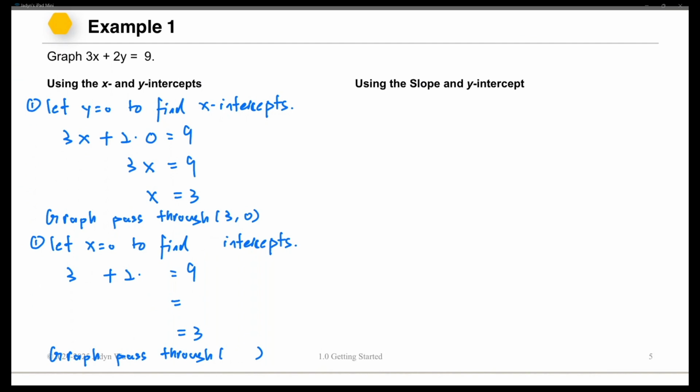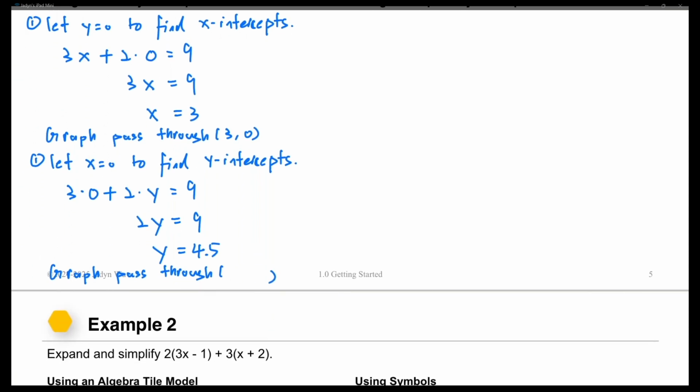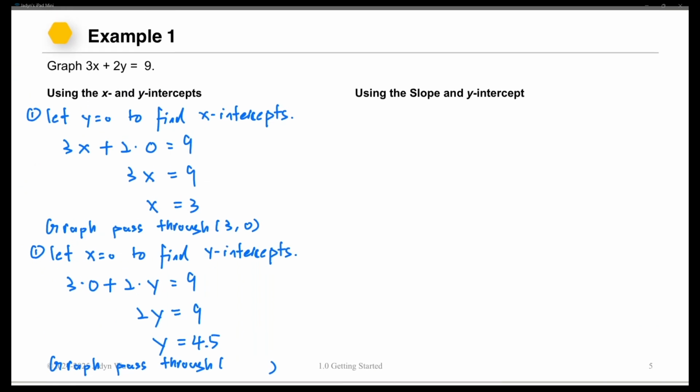Let x equal to 0 to find the y-intercept. By setting x equal to 0, we are replacing x by 0, keeping the y, simplifying, and solving for y. Now, we know that the line will be passing through here. I will replace the 9 over 2 by 4.5, just calculating the decimal value here. And we can see that, oopsie, the graph will pass through 4.5.